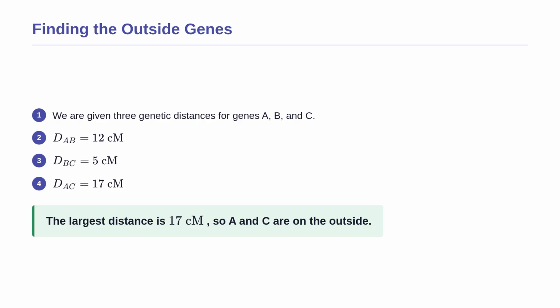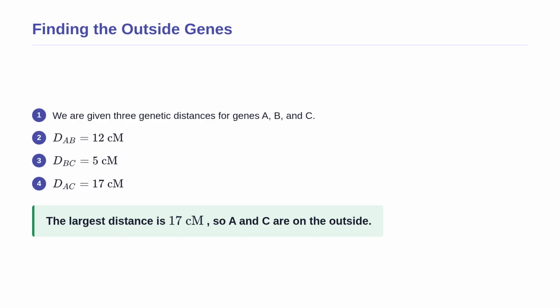Let us apply this formula to a real scenario. We are given 3 genetic distances for genes A, B, and C, and we need to find their order. The distance between A and B is 12 centimorgans. The distance between B and C is 5 centimorgans. The distance between A and C is 17 centimorgans.